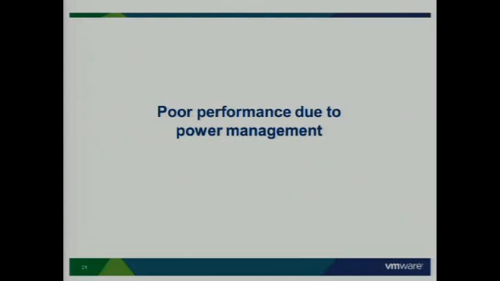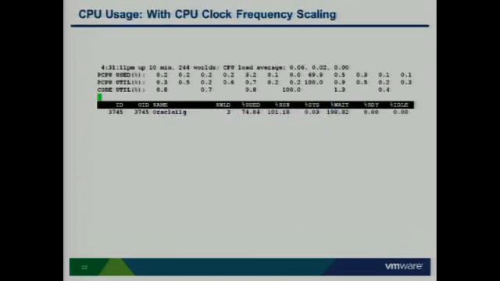Okay, so first let's take an example of how to spot poor performance because you have power management enabled. Because power management is enabled, your processor is running at a lower frequency, and therefore you're experiencing a performance problem. If you look at the screenshot here, everything looks nice and dandy, right? The VM is using 70% CPU cycles. You don't see any ready time. Everything seems fine, right? But there's a catch here.